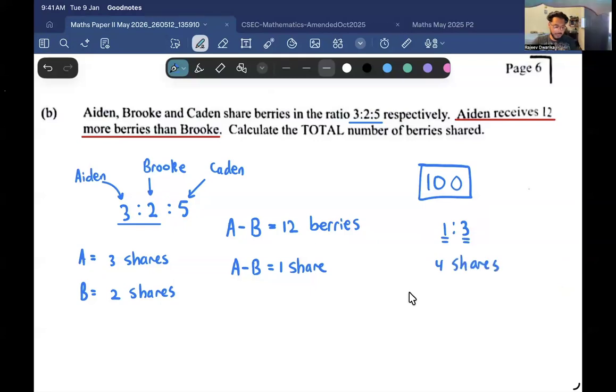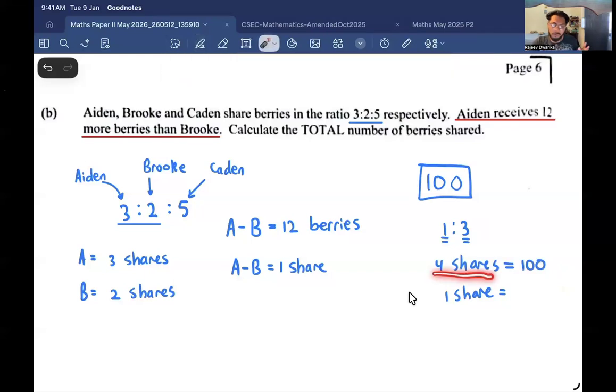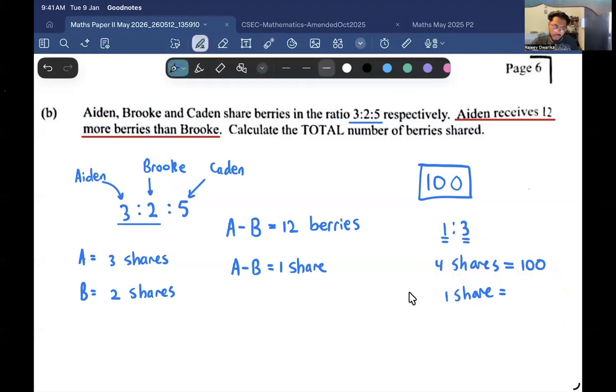Now we know that the 4 shares must be equal to the total amount of money, which is 100. So could we figure out 1 share now? If 4 shares is 100, how would I find 1 share? You divide by 4. Think of it like this: if I tell you 4 roti is $100, how are you going to find 1 roti? You divide by 4. So 100 divided by 4 is 25. Therefore, 1 share is 25.